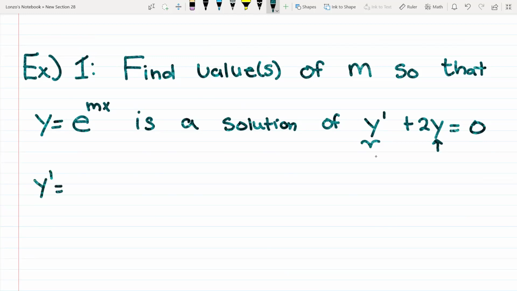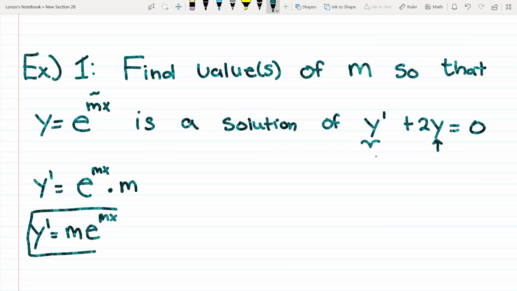If y equals e to the mx, how do you take the derivative of e to a power? It's basically e to its power, so our power is mx, leave that alone, times the derivative of the power. What's the derivative of mx? Keep in mind, m is like a constant. It's just m. So y prime is going to be m e to the mx. Let me box this, I'm going to have to plug it in soon.